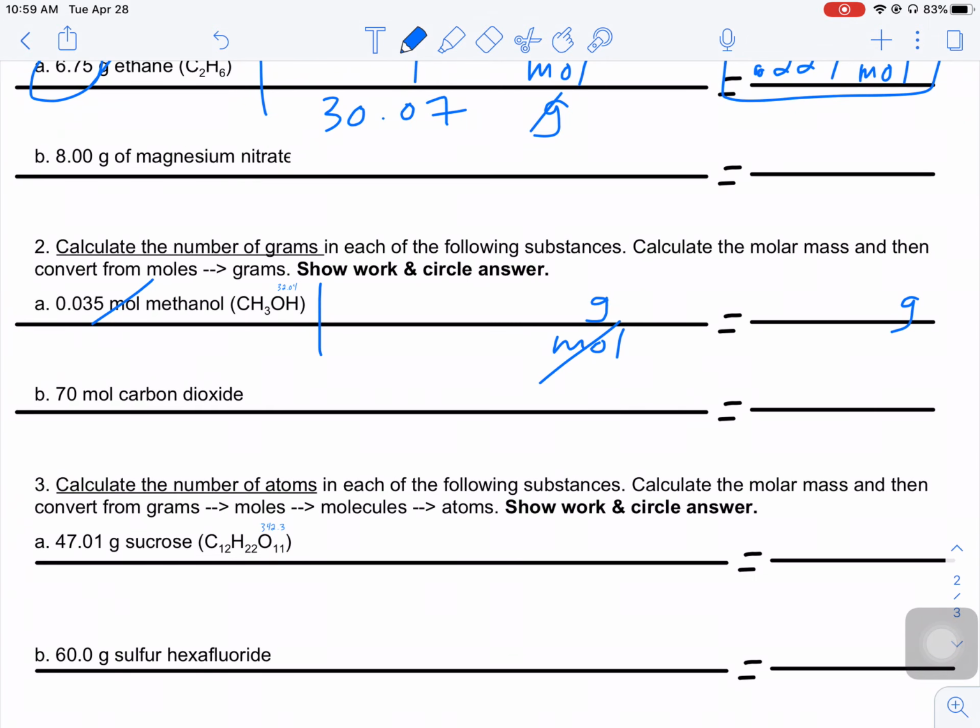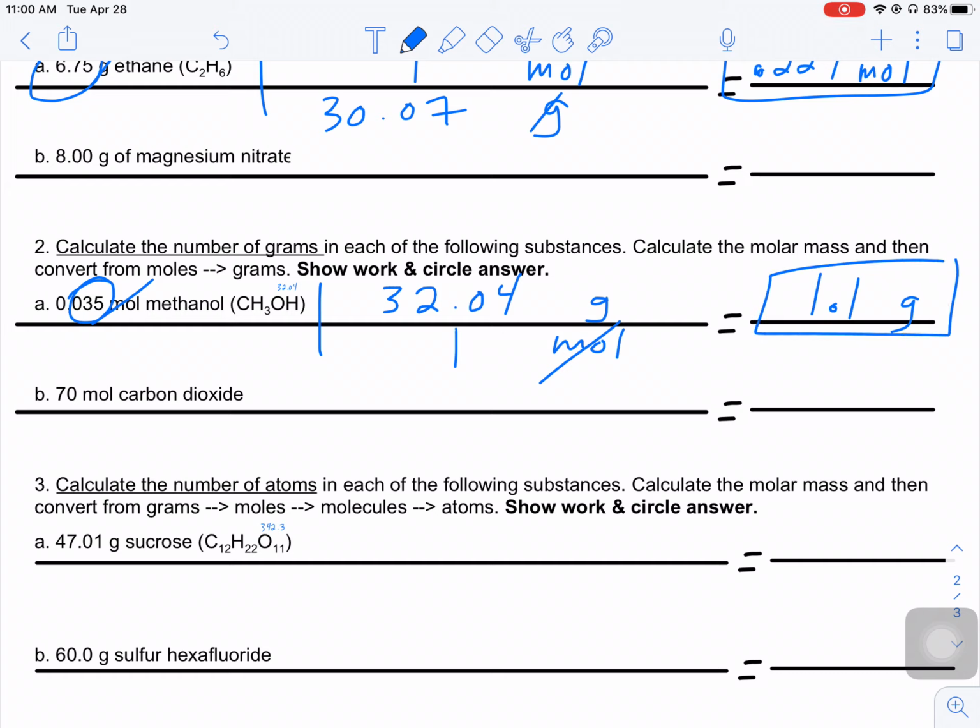Okay, I didn't show my work, but I kind of explained it. So 1 mole of methanol is 32.04 grams. So now we're going to multiply by the factors on top. So 0.035 times 32.04, and then we're going to divide by 1. And a quick word about sig figs. The 0.035 limits me to 2 sig figs. So 1.12 is just going to round to 1.1.